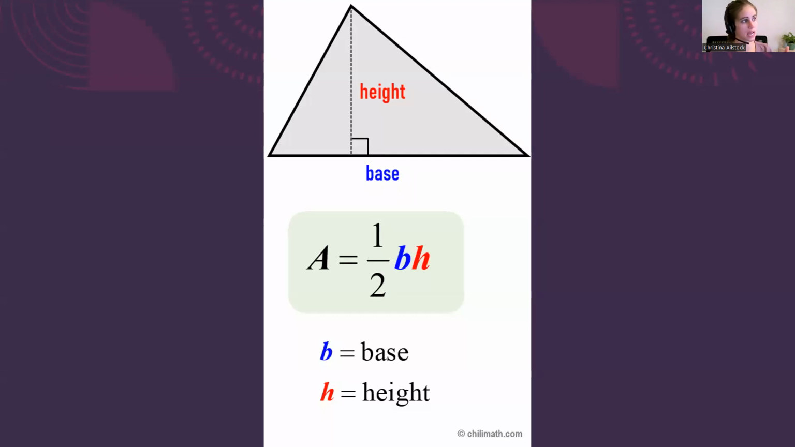I encourage you to maybe have a specific page in your notebook where it's all like a reference sheet with all of your different formulas so you can easily go to that if you forget or just want to double check that you're using the right one. So our formula for the area of a triangle is A for area is equal to 1/2 base times height, where our base is noted here at the bottom.